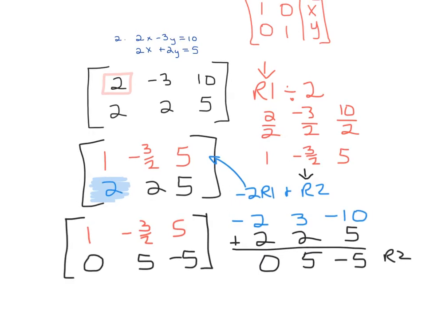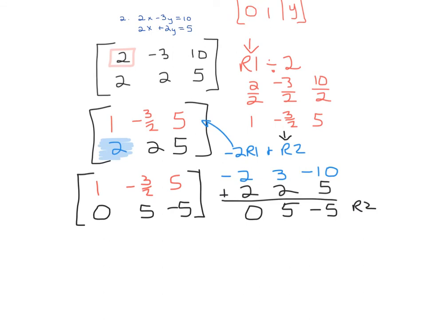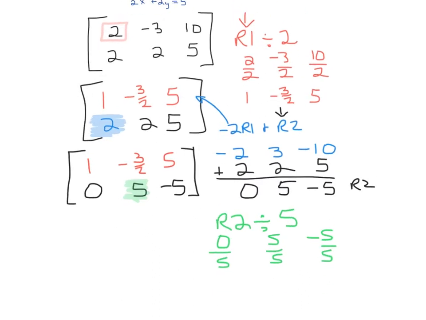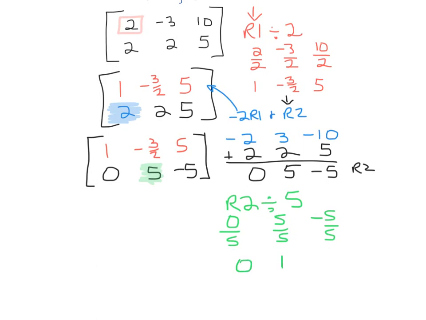I now need to move to column 2. I'm working on the 5. I need to make it a 1. We're going to divide row 2 by 5. 0 divided by 5, 5 divided by 5, negative 5 divided by 5. 0, 1, and negative 1. This becomes my new row 2. Let me rewrite row 1.